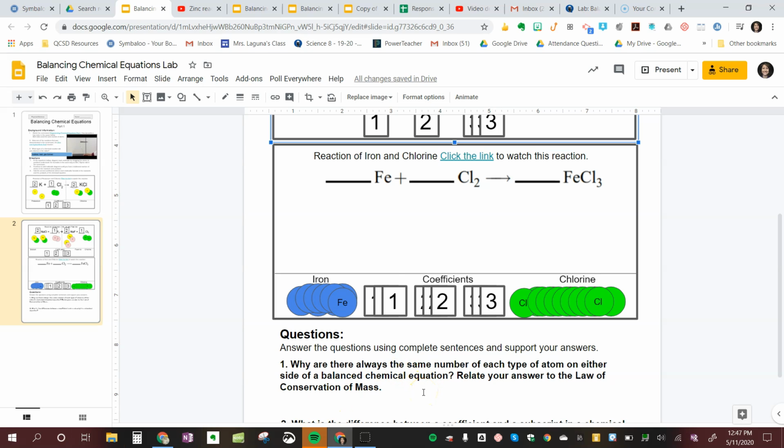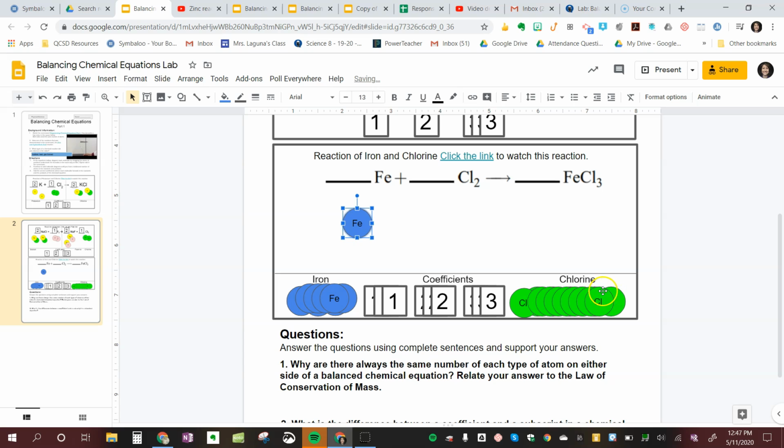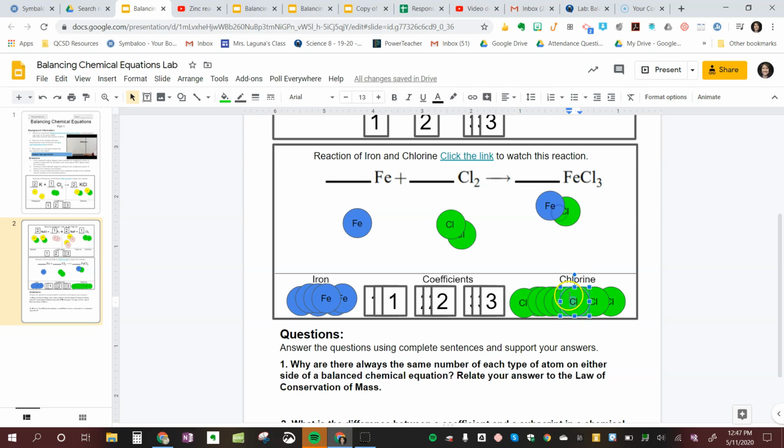Now we're going to try the last one. The reaction of iron and chlorine to get iron chloride. Let's start with our model. There's the iron. There's the chlorine. Now this one's kind of funny because you need 3 chlorines on it. Takes up a lot of space, but we can just keep dragging them there. 1, 2, and we need 1 more, 3. All right, there's our iron chloride.